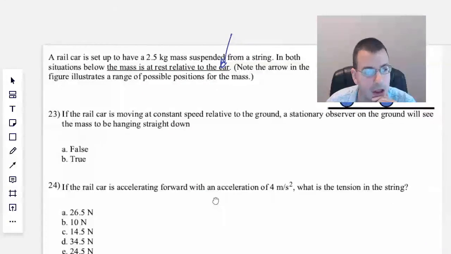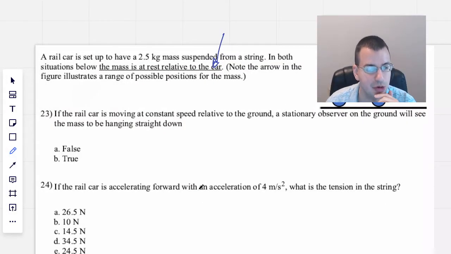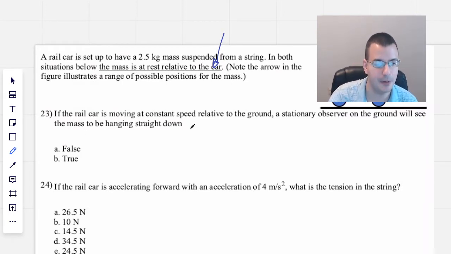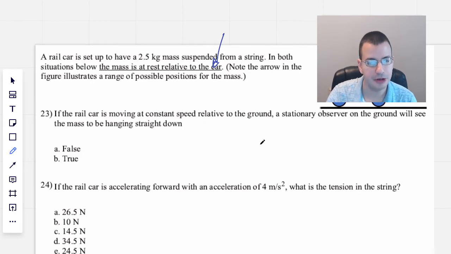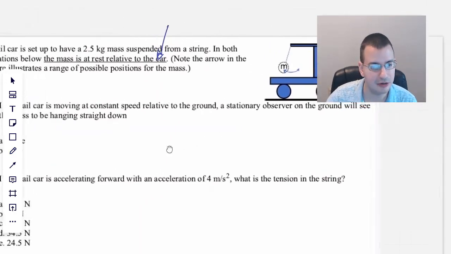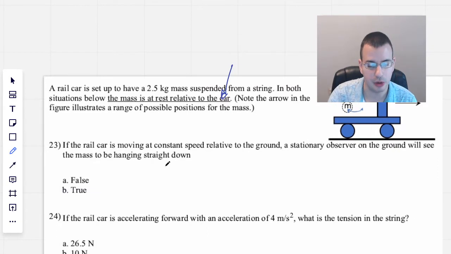Okay? So if the rail car is moving at a constant speed relative to the ground, a stationary observer on the ground will see the mass hanging straight down. Okay, so the key point to think of here, so I think this is true to start with.